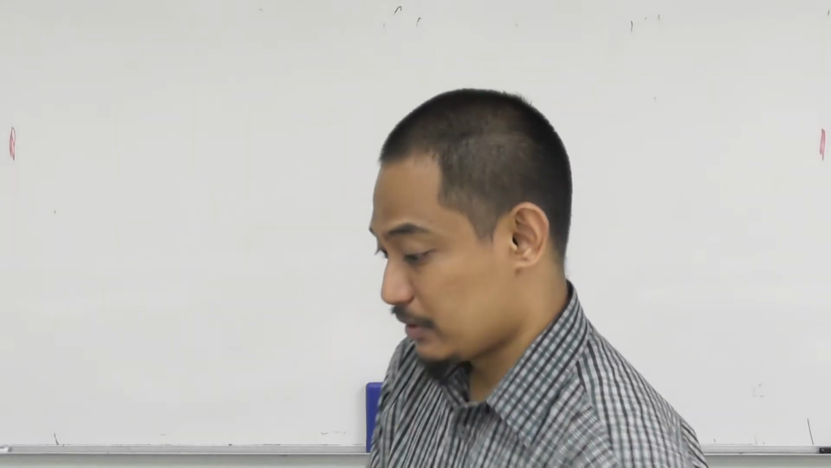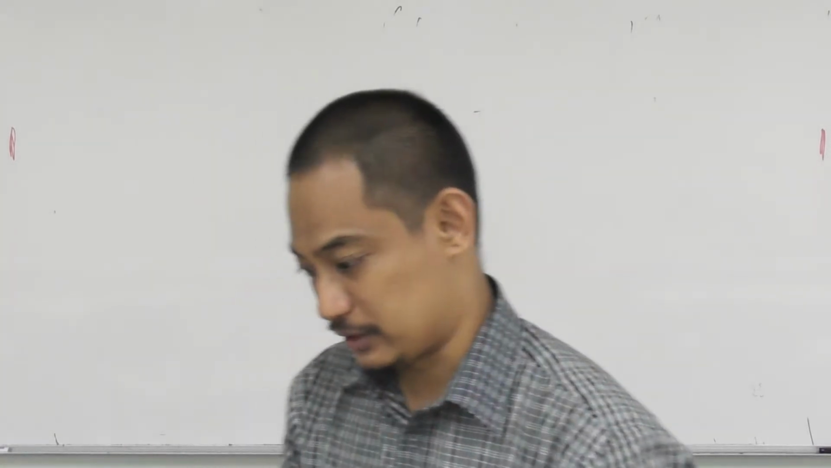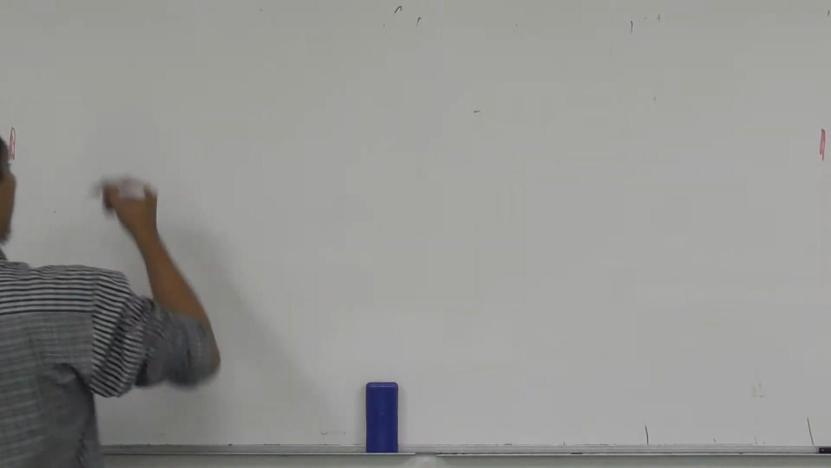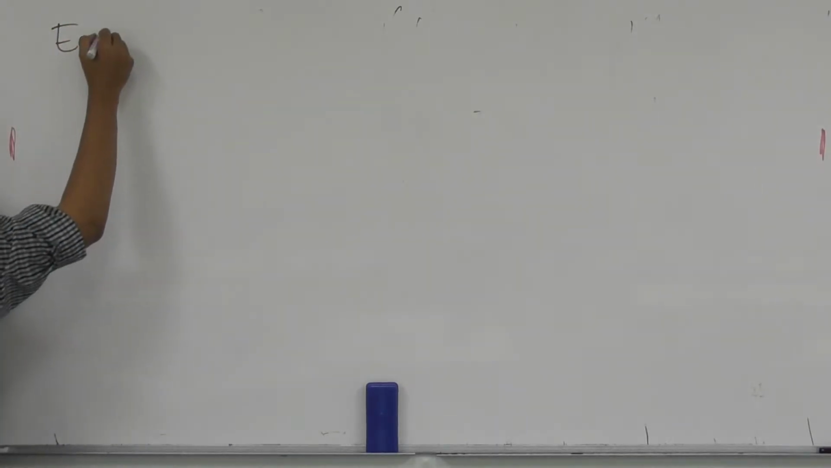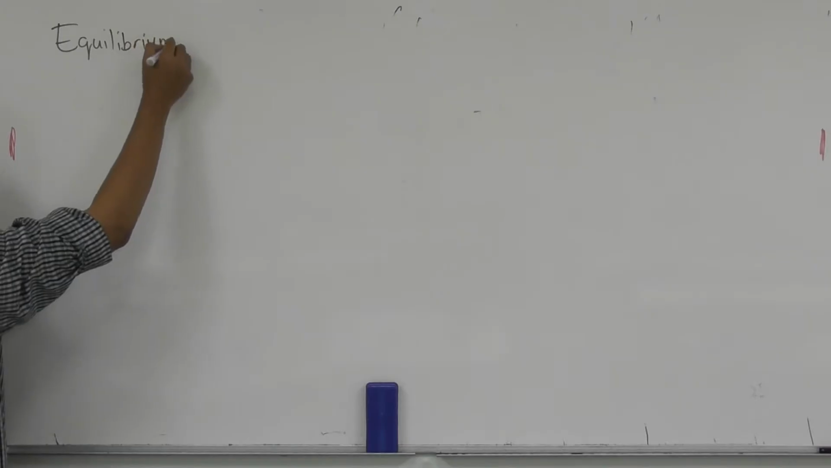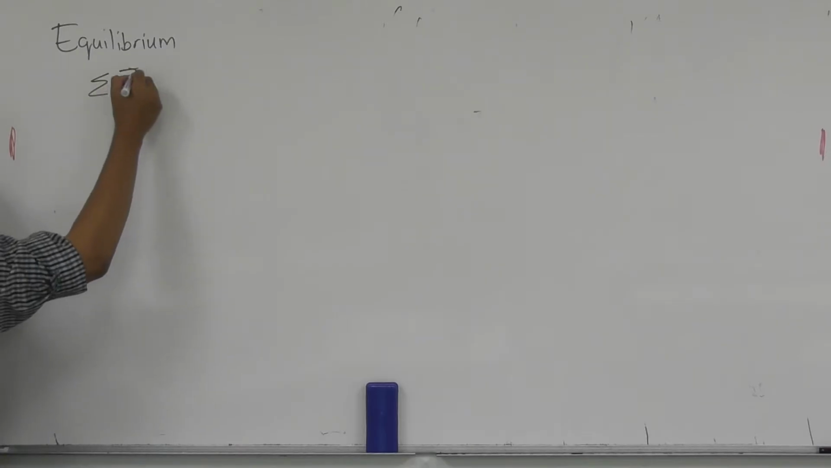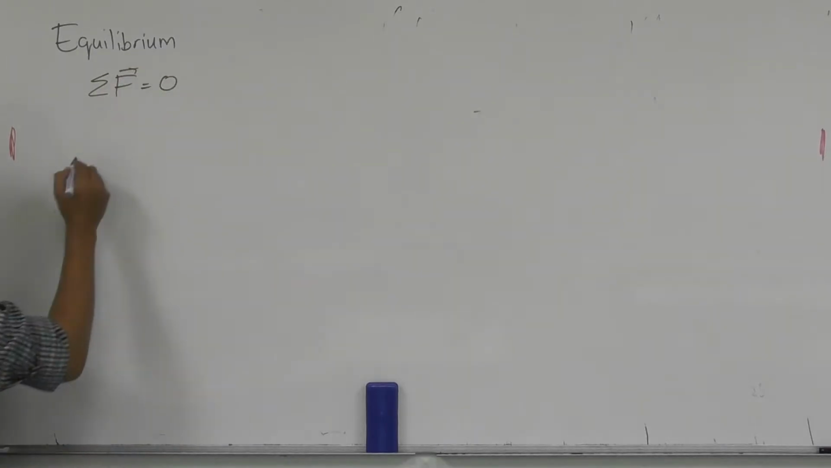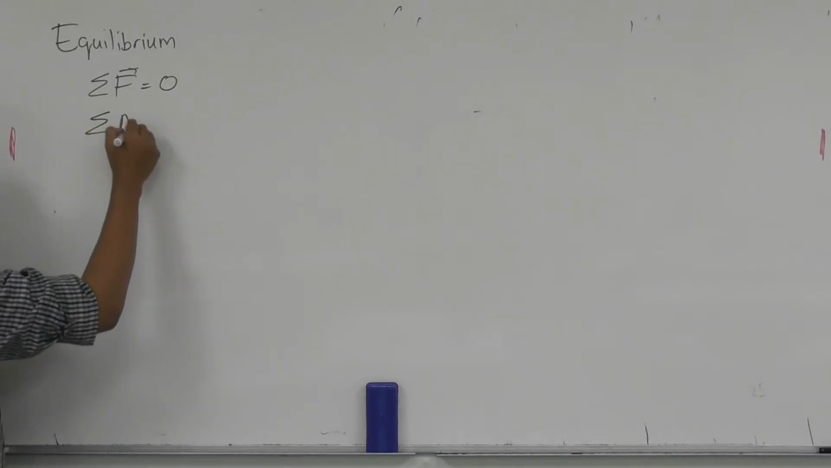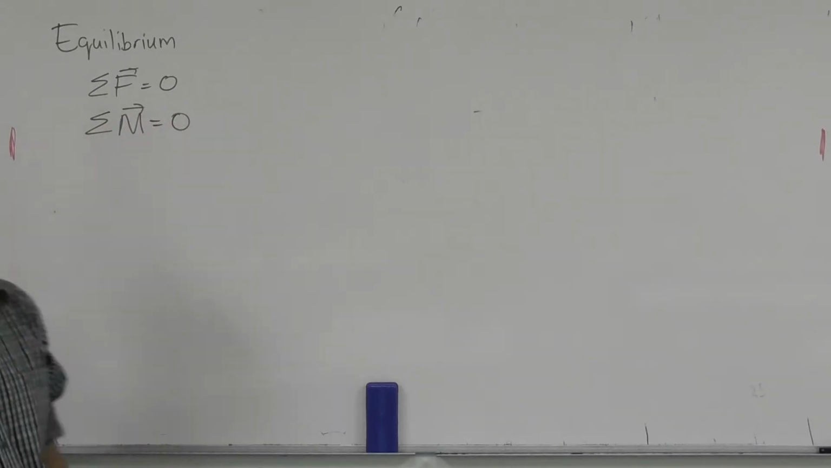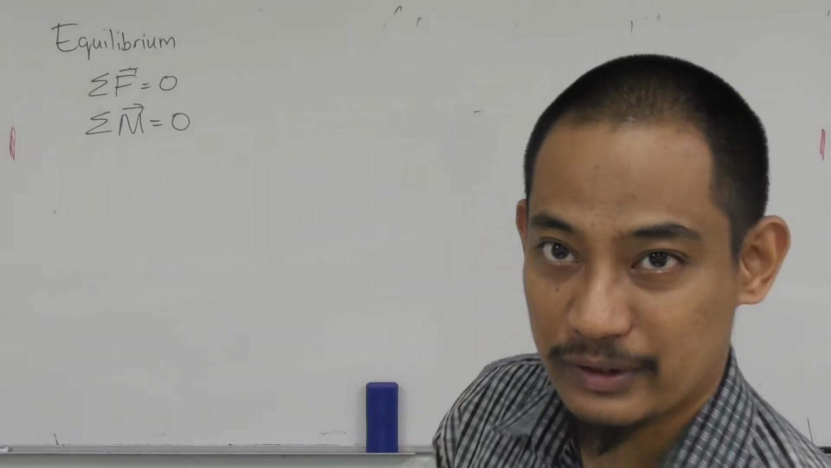Now, hopefully you have understood chapter 3, and also I think you have learned this before anyway. When we say the body is in equilibrium, there are 2 conditions that have to be met. One is that the summation of all forces should be equal to 0, right? And also the summation of all moments should be equal to 0. Let me check. I think that is in the frame, right?